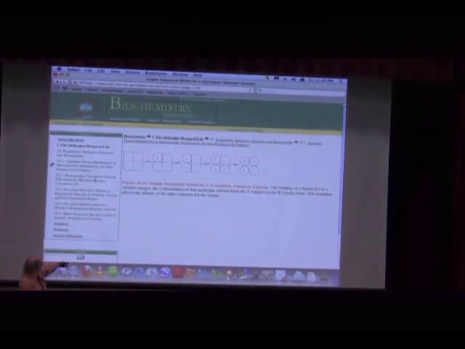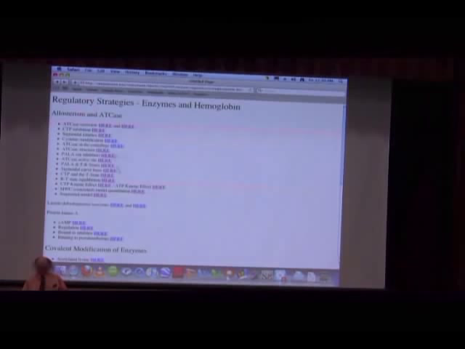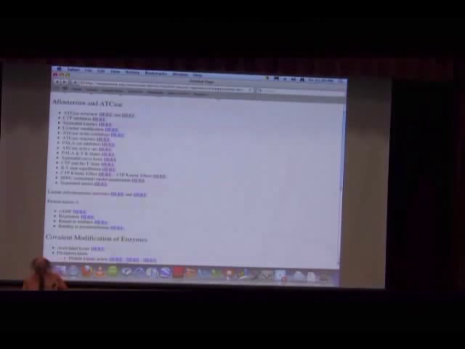The sequential model is what we talked about relative to hemoglobin. I'll remind you of that. One causes the other, causes the other, causes the other to flip. That's not what's happening with ATCase. Okay? And that's what I want to say there.